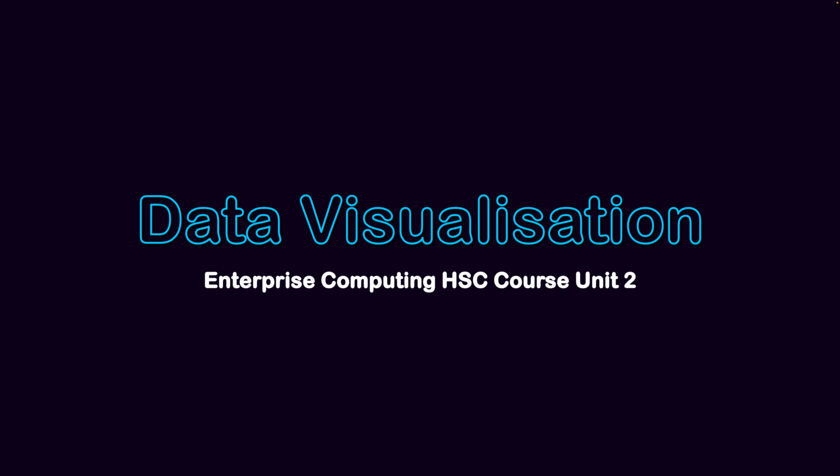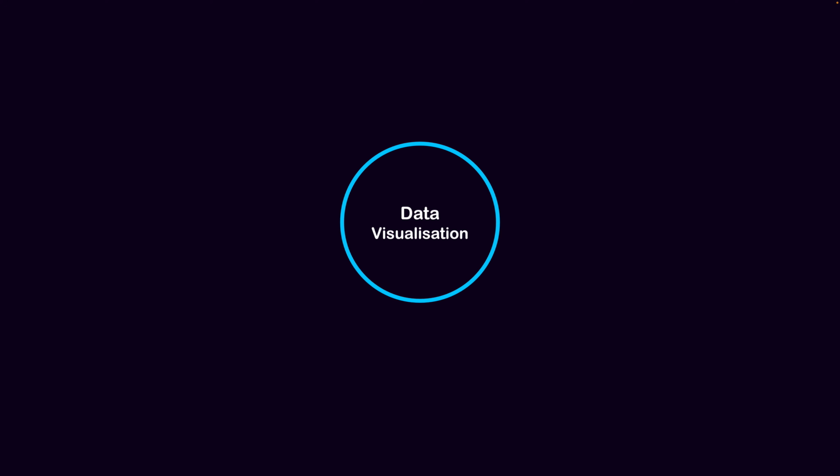Enterprise Computing HSC course Unit 2, Data Visualization. So in the previous unit of data science, we established that we have data and it's quite complex. And then what we do then to make data more comprehensible to audiences and clients is we create visualizations. And we saw some of that starting to pop up in some of its subunits.